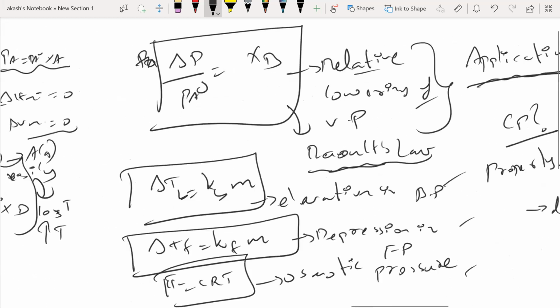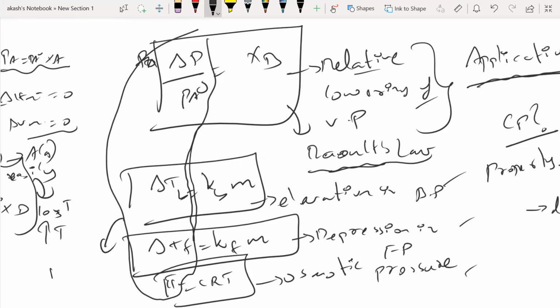Now, all the left-hand side terms, delta P divided by PA naught, delta TB, delta TF, this pi, all these are measurable quantities. That means you can measure them with the help of some instrument. Obviously, temperature, you can measure with a thermometer. Pressure values you can measure with the help of something called a barometer. So all these four things are measurable quantities, right? So with the help of these measurable quantities, I will be able to find the molecular mass.